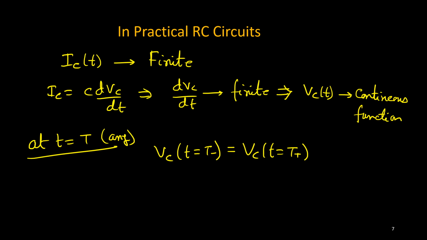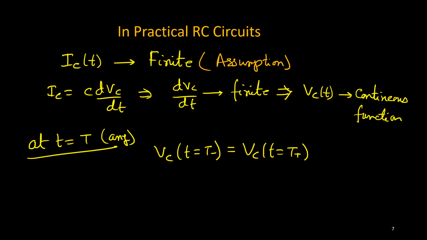Okay, if we assume that, so this is our assumption. In a practical circuit, we are assuming that IC is finite. So if IC is finite, then what you will get? VC(t) is continuous in the time domain, which means at any time its limit will exist. So VC at t equal to T minus and VC at t equal to T plus, you will get the same value. So this concept is useful in switching circuits.